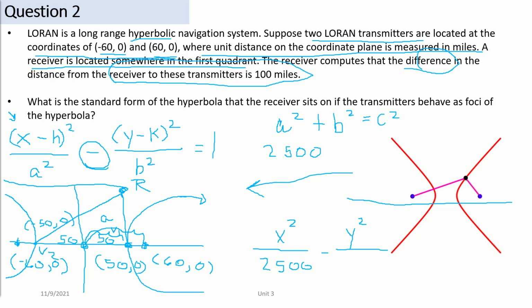Okay, so fill in 2,500 for a squared plus b squared equals, now c is 60, so 60 times 60 is 3,600. So we're essentially going to be subtracting 2,500 from both sides, and we'll end up with b squared equals 3,600 minus 2,500 is 1,100. And we're not going to take the square root because we need to put b squared in the denominator, so we'll just substitute that in for the denominator and then put equal to 1, and we have our equation.